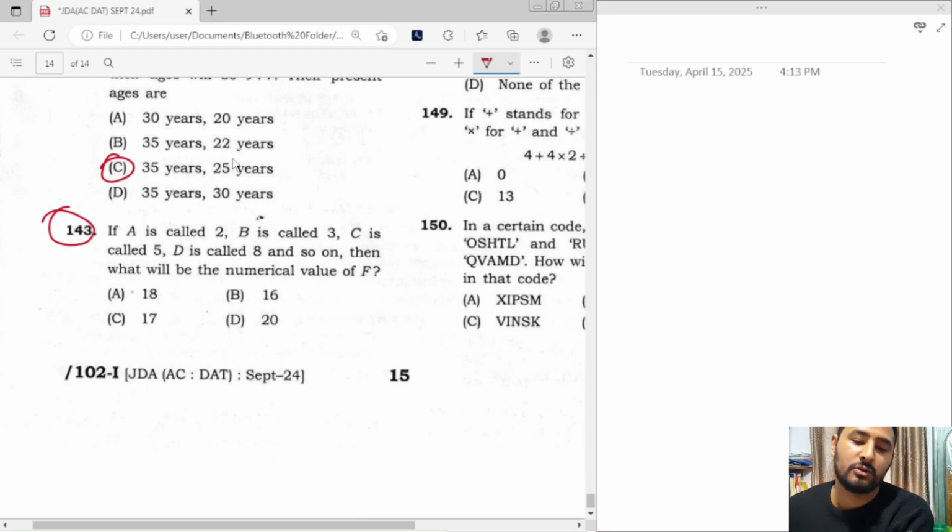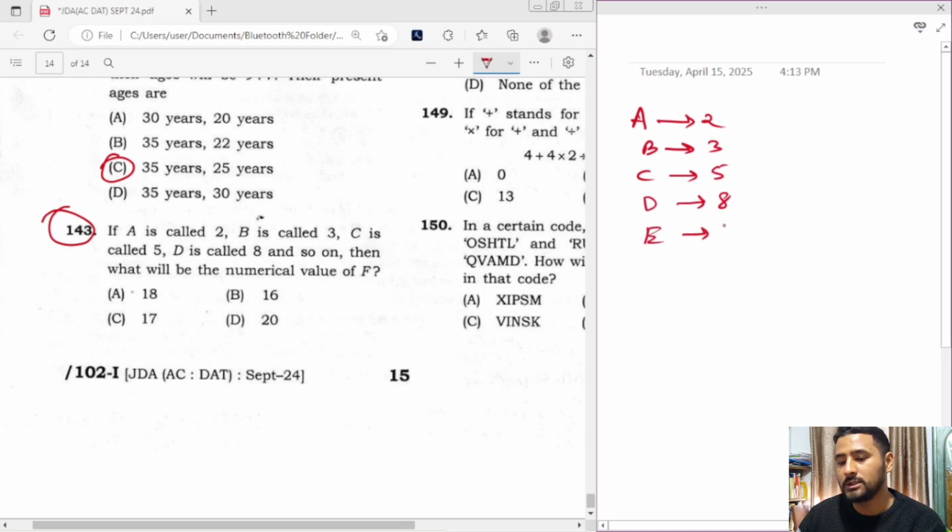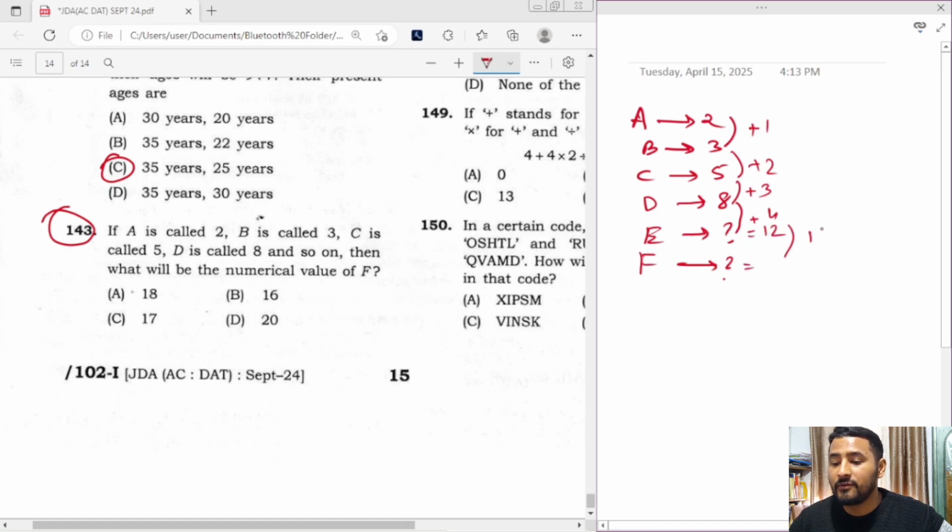This is our reasoning question, very easy. If A is called 2, B is called 3, C is called 5, D is called 8, and so on, E will be called what? And then finally, F will be called what? We need to find the value of F. So see the difference: 2 plus 1, 3 plus 2, 5 plus 3, then this will be plus 4. E will come to 12. F is plus 5, so 12 plus 5 will be how much? 17. So F will be equal to 17.